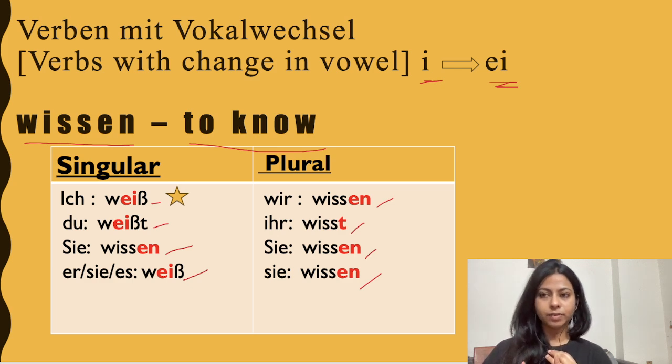Here the Vokalwechsel, the change in the vowel, not only takes place with du or er/sie/es like it has in previous verbs that we have discussed, but also for ich, and hence here is a star. It also takes place with ich, where I in wissen, W-I-S-S-E-N, changes to EI. It changes in du weißt, it changes in er/sie/es weiß, but it also changes in ich. This is exceptional, this is special. So ich weiß.